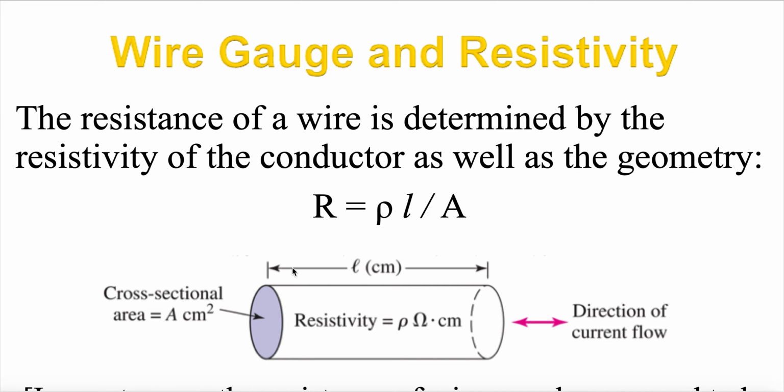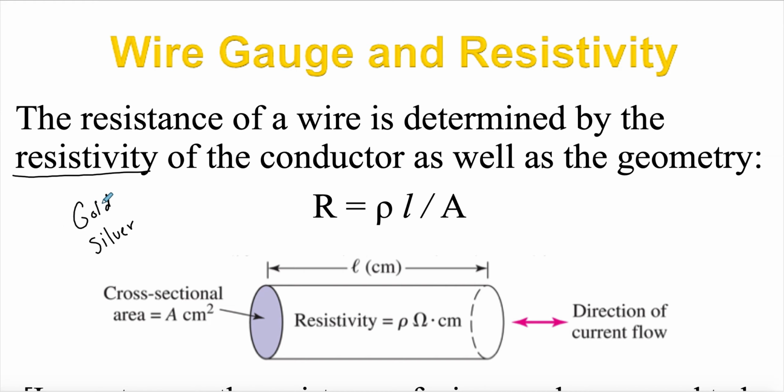So the next topic is wire gauge and resistivity. We've discussed this a little bit before, but the resistance of the wire is determined by the resistivity of the conductor, and it also depends on the geometry. What this means is the chemical makeup of it. Is it gold or silver? We use gold quite a bit.